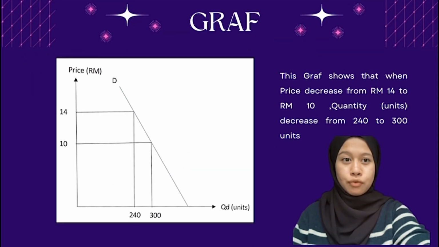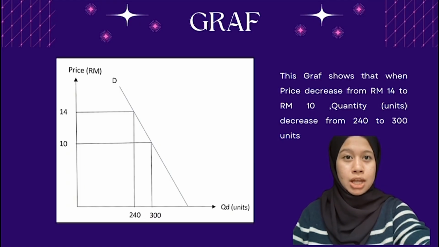In the first part of question 2, I made a graph. This graph shows that when price decreased from 40 to 10 ringgit, quantity decreased from 300 to 240 units.